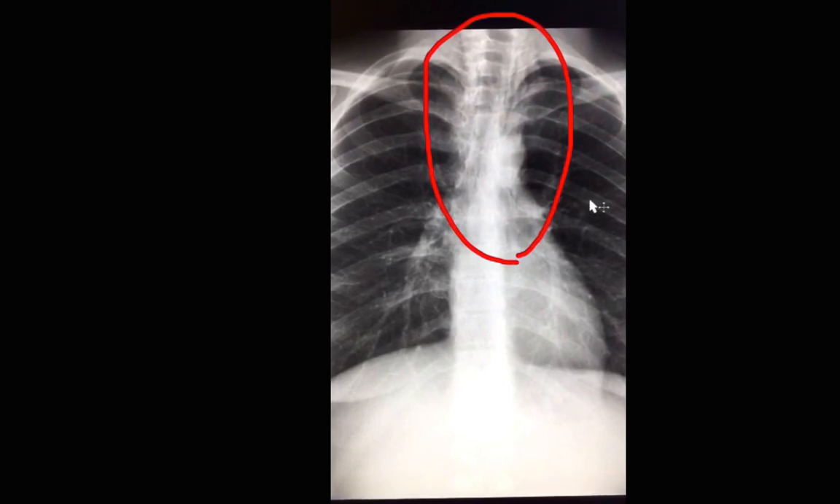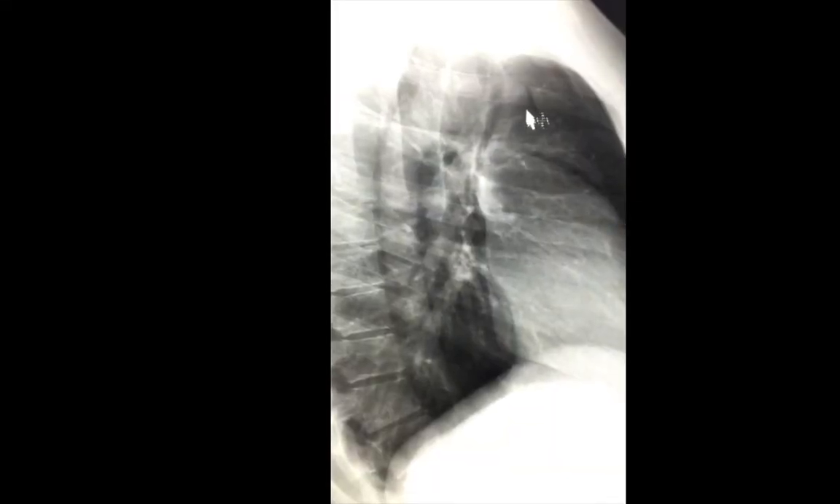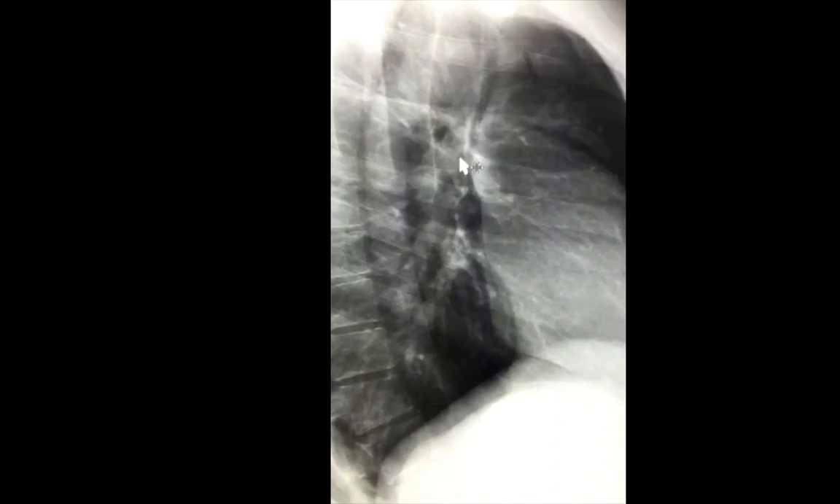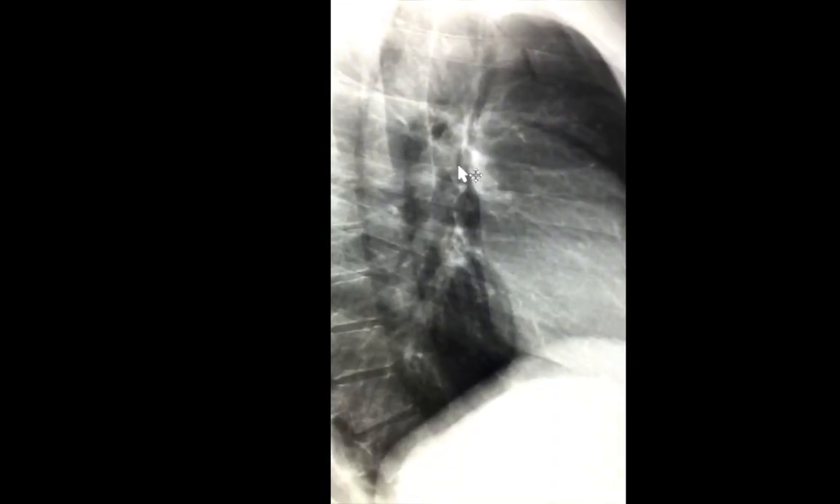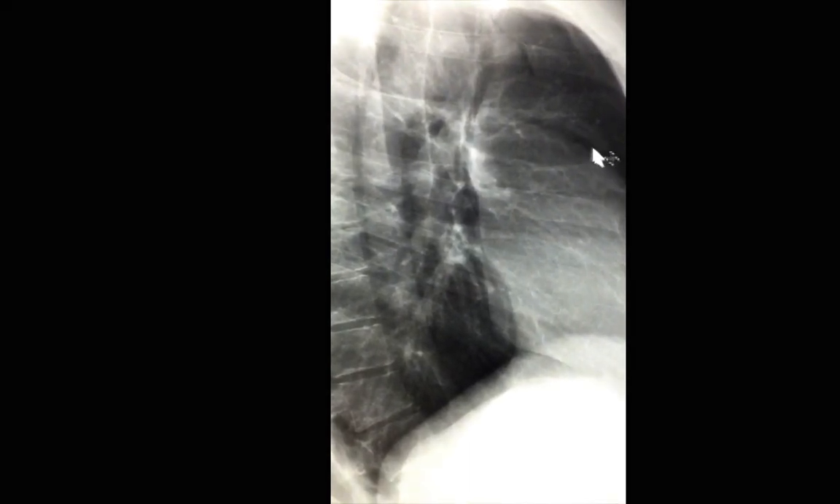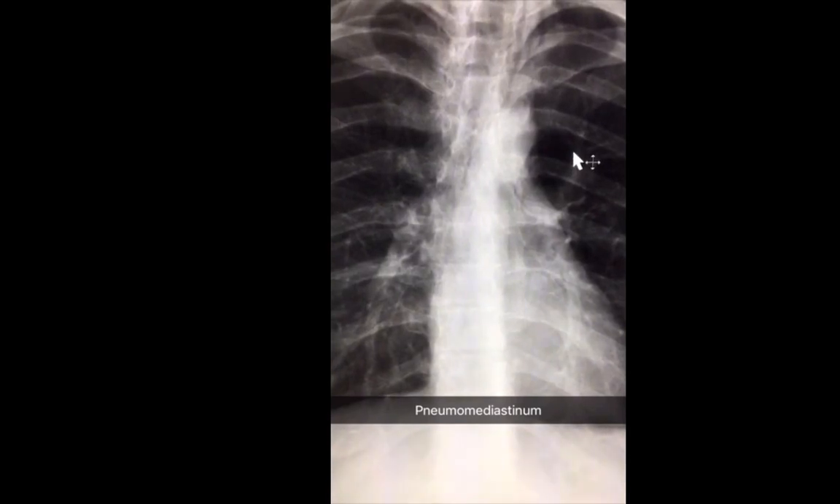tissue and the mediastinum. And here's a lateral chest radiograph showing this abnormal lucency that does not correspond to the normal tracheal air lucency. Abnormal air superimposed over the hilar region and abnormal air anterior to the heart. So air within the mediastinum is called pneumomediastinum.